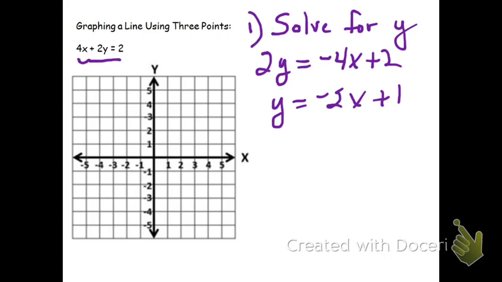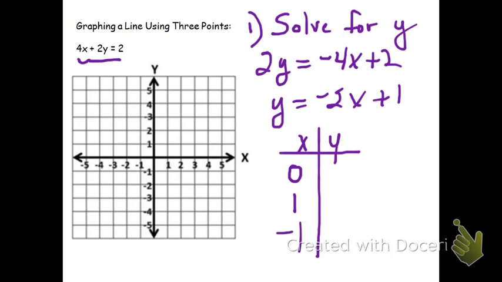Okay, so I've solved for y, so now I'm going to set up a table. I'm going to pick some values for x and get my corresponding y values. Now, what I want to stress here is that it doesn't matter what values you pick to put in for x. So, keep it simple. Pick numbers that are easy to work with. I'm going to pick good old 0, 1, and negative 1.